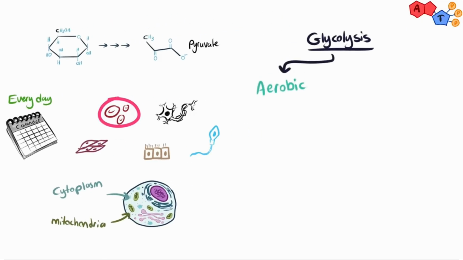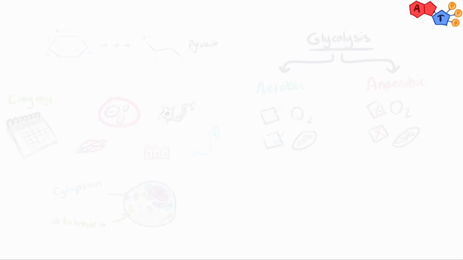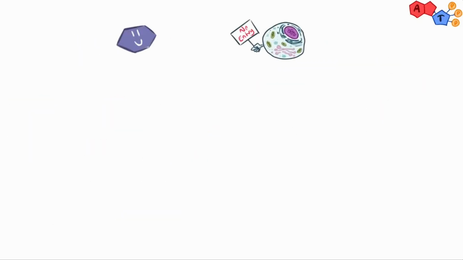Glycolysis can be aerobic, requiring oxygen to follow up with the next stages of cellular respiration, or anaerobic, occurring without the participation of oxygen. Anaerobic glycolysis happens in cells that lack mitochondria and in oxygen-deprived cells. In order for glycolysis to occur, we need to allow the glucose molecule to enter the cell.